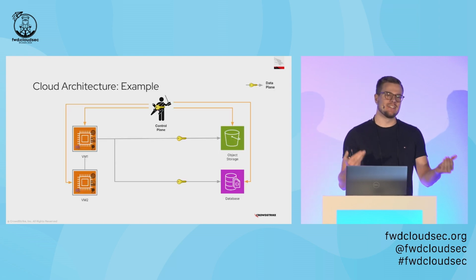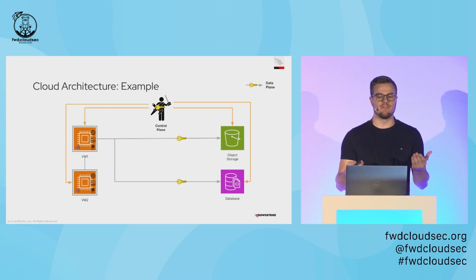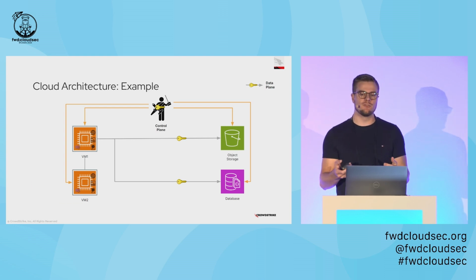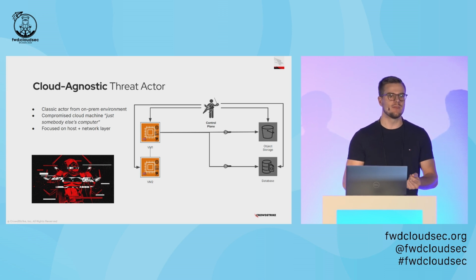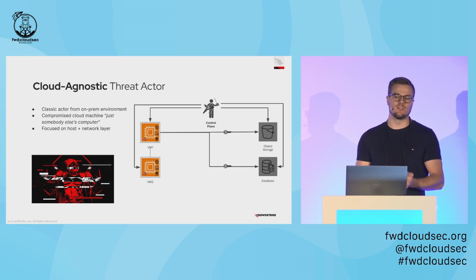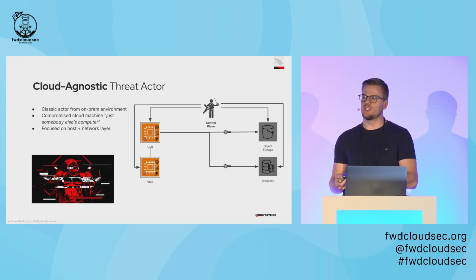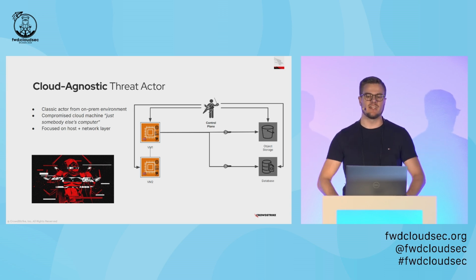Now, looking at our data set, we notice that there are 2 types of threat actors that are targeting cloud environments. And for a cloud environment, you can think of something simple as depicted on this slide. The first type of threat actor we refer to as cloud-agnostic threat actor. The cloud-agnostic threat actor is basically your classic threat actor that you know from on-premise environments. They just happen to compromise a machine that's running in the cloud, but they are either not aware of the fact that the machine is running in the cloud, or they are just not taking advantage of it.